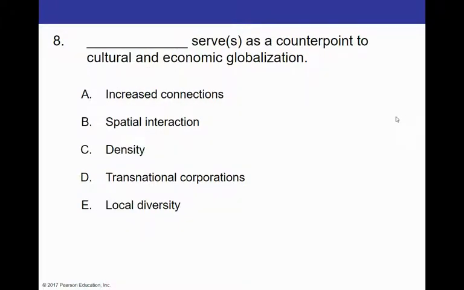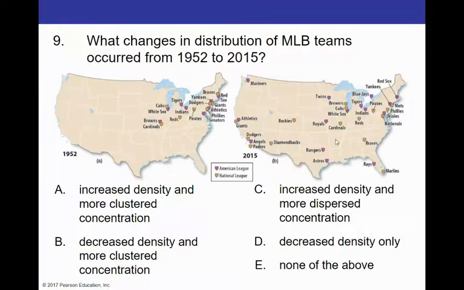Number 8, blank serves as a counterpoint to culture and economic globalization. So we're finding something that's the counterpoint, the opposite of cultural and economic globalization. So the opposite of globalization is going to be local diversity. So the opposite of global is going to be local.